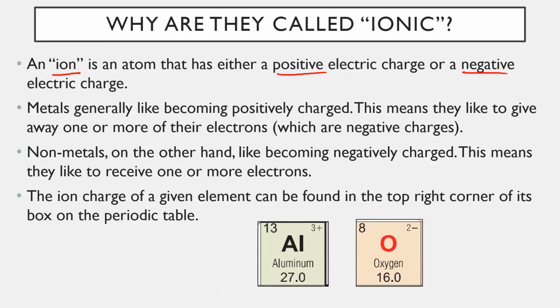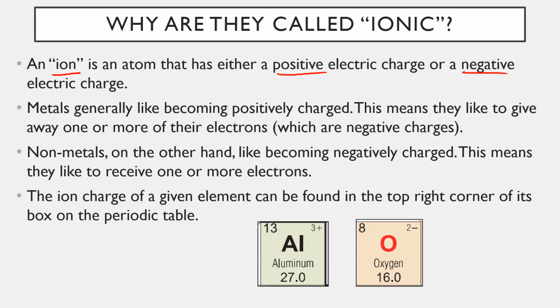Nonmetals, on the other hand, actually like becoming negatively charged. This means they like to receive one or more electrons. If you receive electrons, you're becoming more negative because electrons are negatively charged. Now, you might be wondering, how many electrons does it give away or take in when they become positively or negatively charged? Well, that's that other number on the periodic table that we haven't used yet.